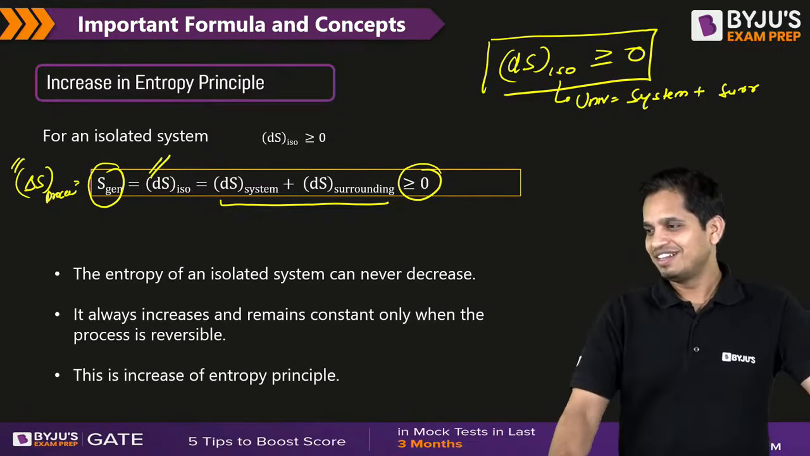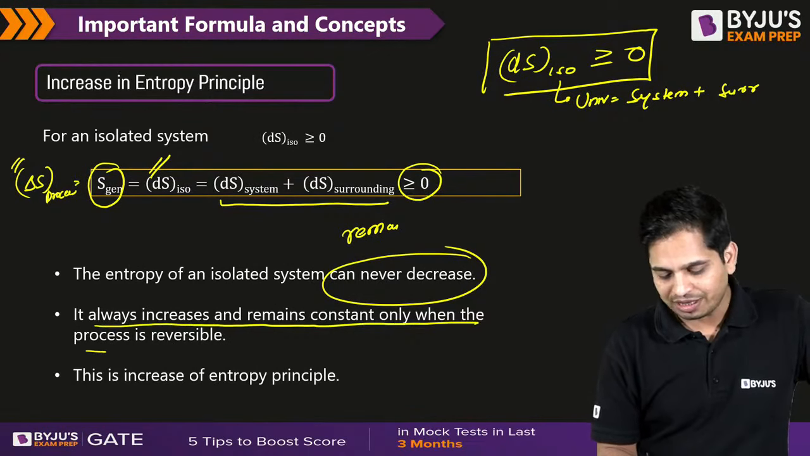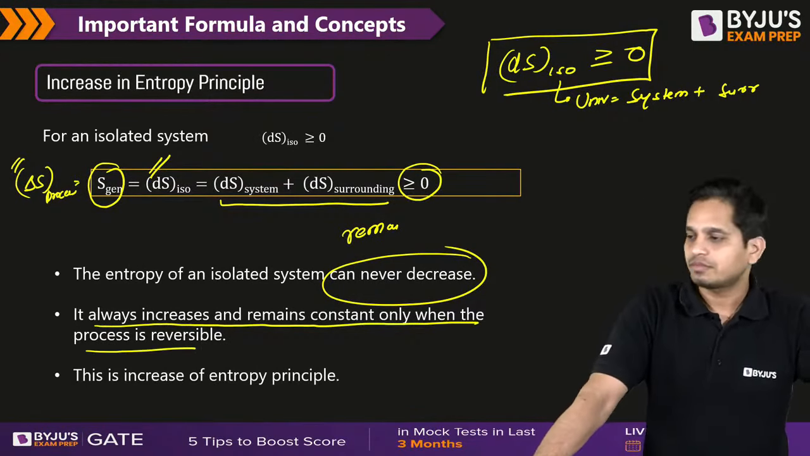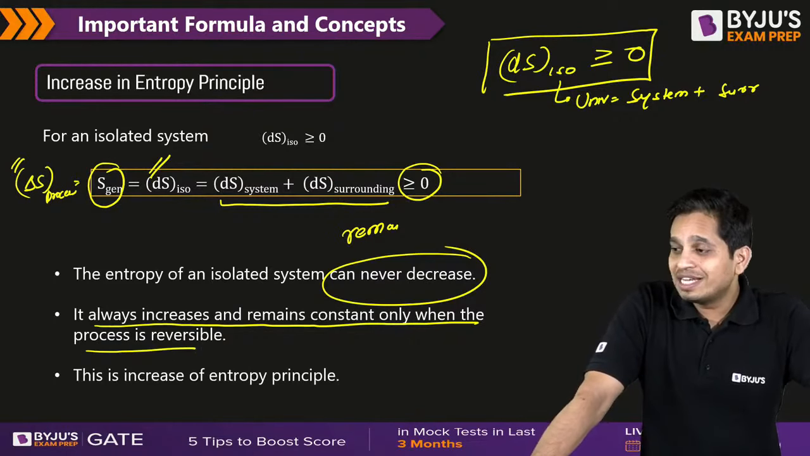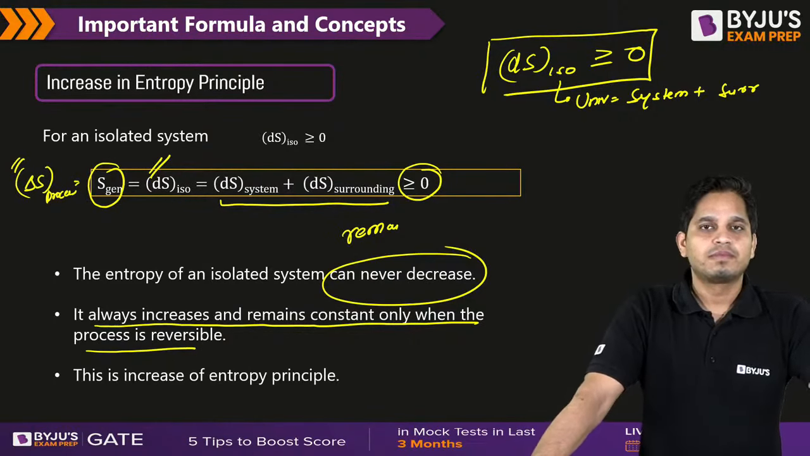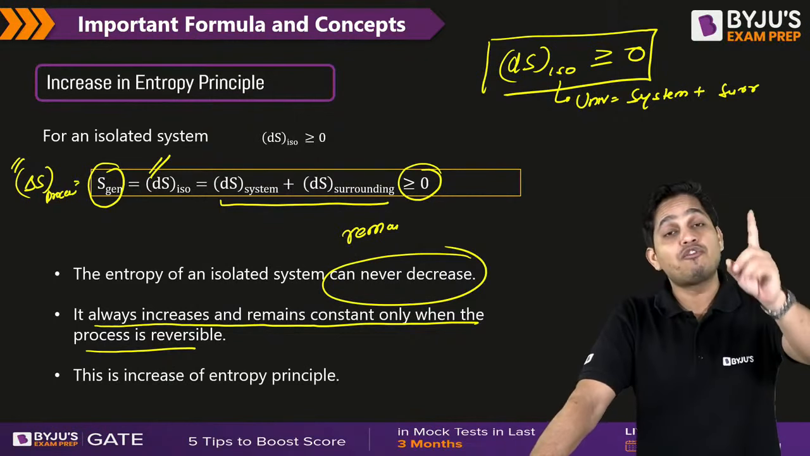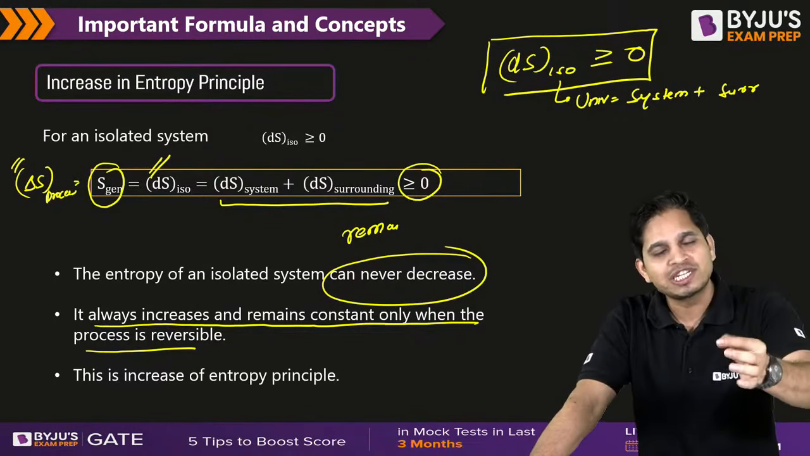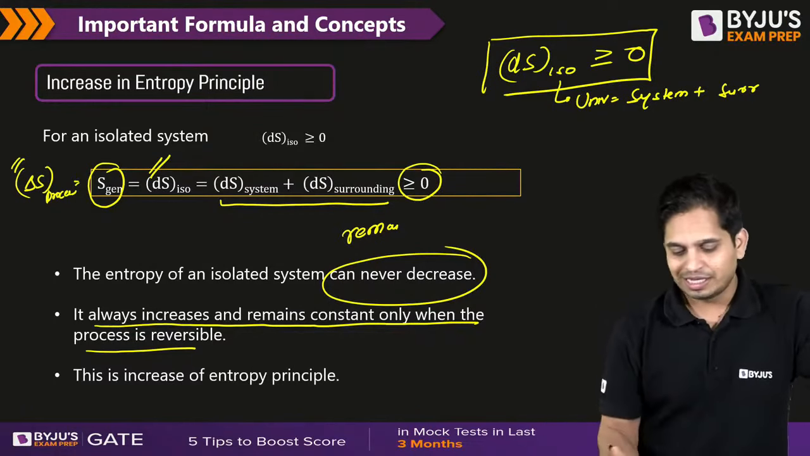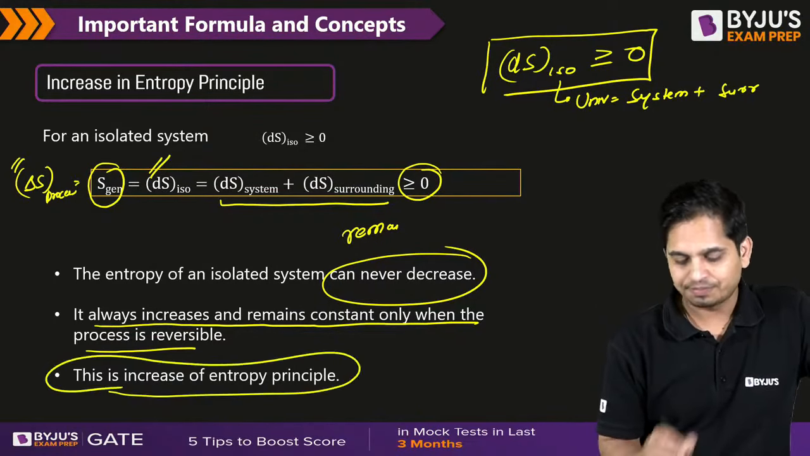Chalo, theek hai. So the entropy of an isolated system can never decrease. Either it will remain constant, it is written also. It will always increase, or remain constant only when the process is reversible. It will increase in the case of irreversible and it will remain constant in the case of reversible. Okay, this is called the increase in entropy principle.